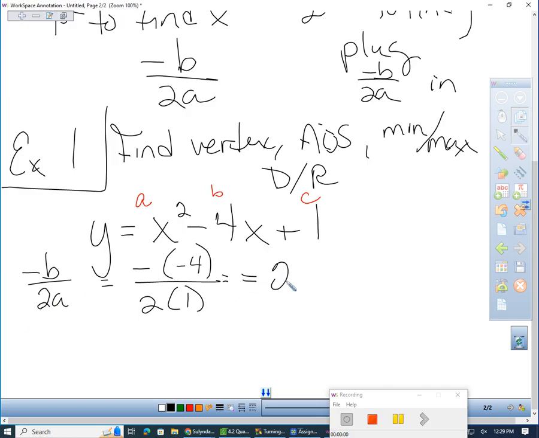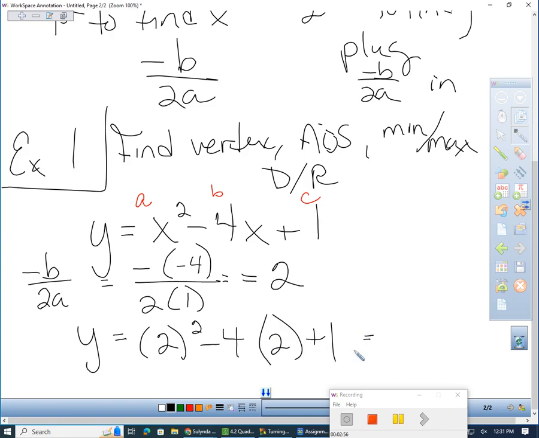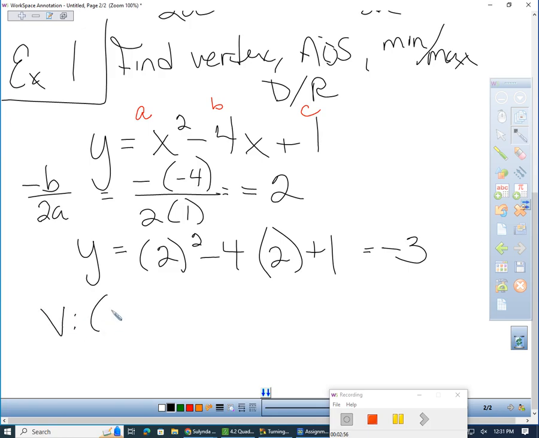Very good. All right. Then to find my y value, I have to take the 2 and plug it back into my equation. So I have y equals 2 squared minus 4 times 2 plus 1. So 2 squared is 4. Negative 4 times 2 is negative 8. So 4 minus 8 is negative 4, plus 1 is negative 3. All right, so I have a vertex at 2, negative 3. Any questions with that one? We're all good there? Okay.